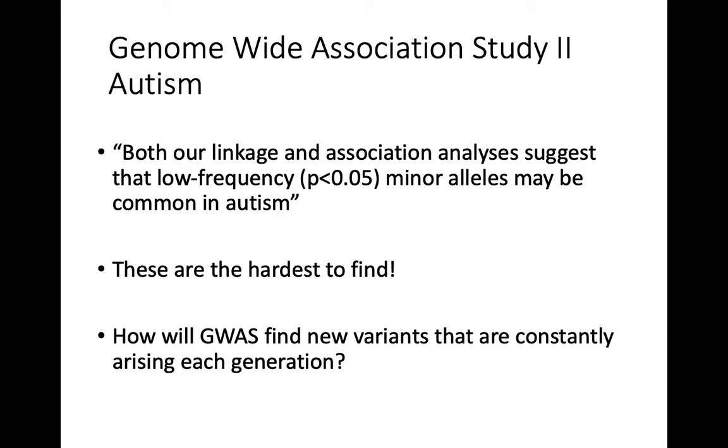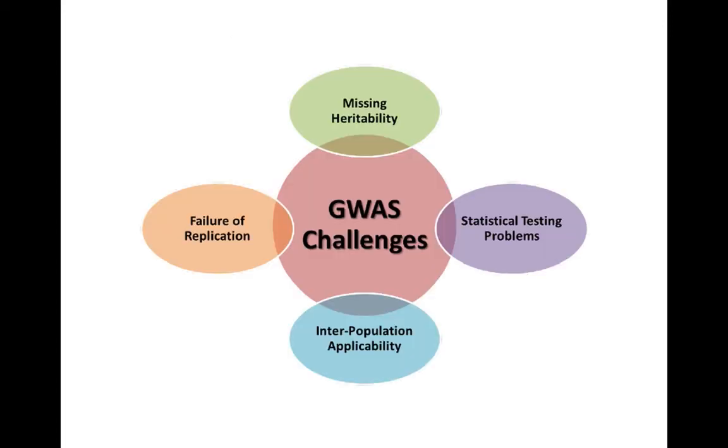And what genome-wide association studies do is identify common variants that are associated with the disease risk. So if the variants are extremely low abundance, it's going to be hard to identify them. You can think about this by asking, how would a GWAS, a genome-wide association study, find new variants that are constantly arising each generation? And it's going to be very difficult to do.